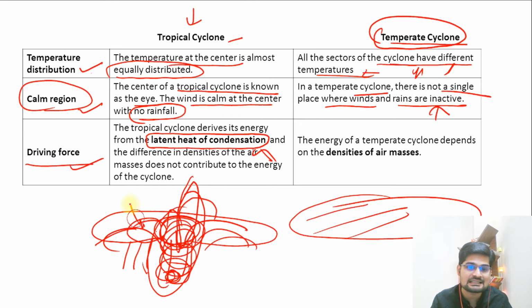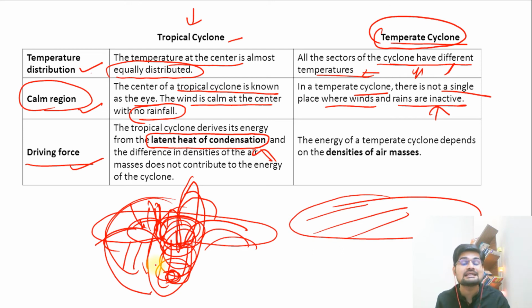So this heat is there which further aggravates this rising air and further more rainfall happens. So this is what the driving factor means. So latent heat of condensation is the main driving force behind tropical cyclone formation and its intensification. Remember, from early stage, seeding stage to maturity to the rise.